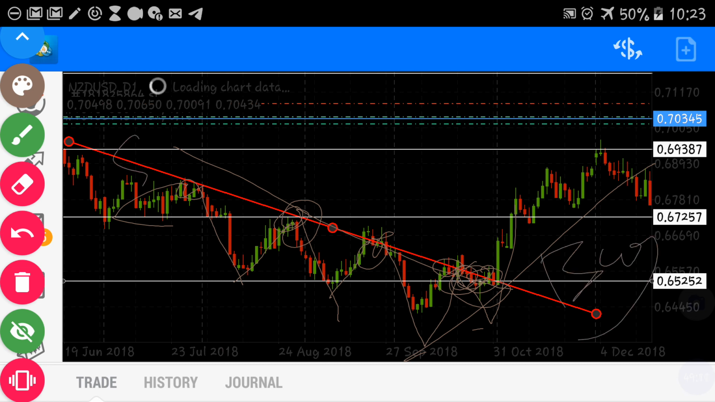Before, we were selling from the other side when it was on a downtrend, but right now when it breaks this trend line, we'll be looking for buy. It goes the other way around too.